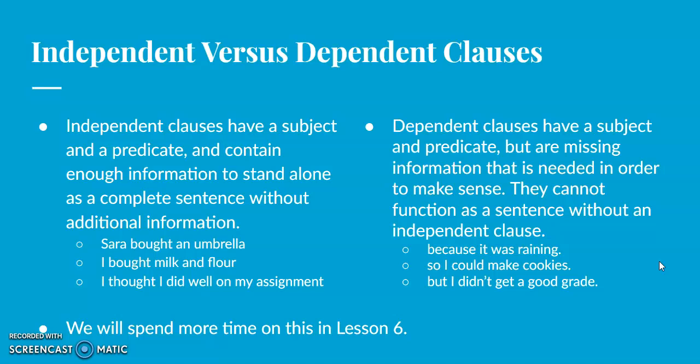An independent clause, or main clause, is one that can stand alone as a complete sentence. It has a subject, a predicate, and is a complete idea. A dependent clause, or subordinate clause, is one that has a subject and a predicate, but is not a complete idea. It is missing some piece of information necessary to understand the meaning. You may notice from the examples on screen that the dependent clauses could be combined with the independent clauses to form complete sentences. We'll talk more about how that is done in Lesson 6, where we'll look at more complex sentence structures.